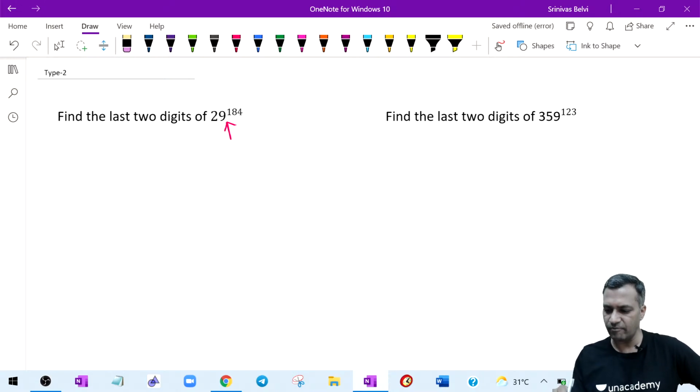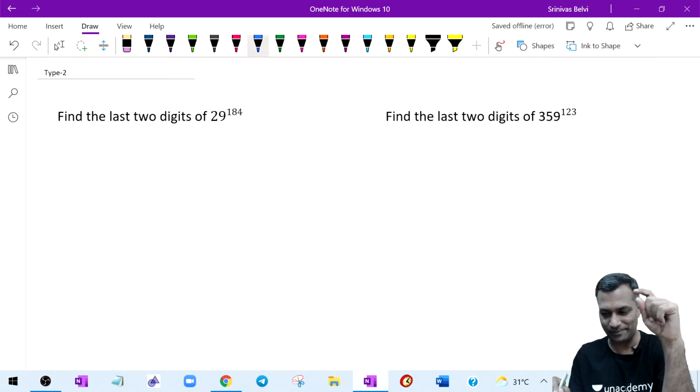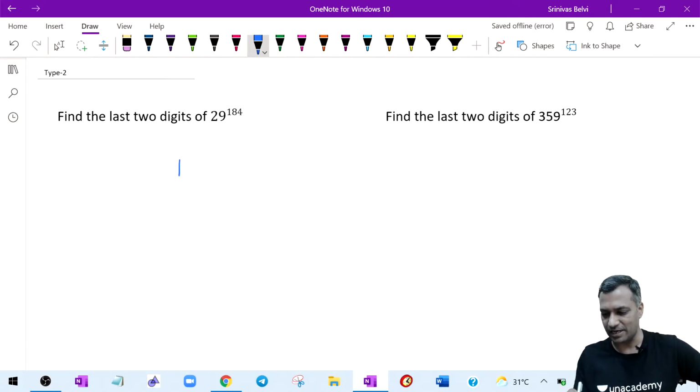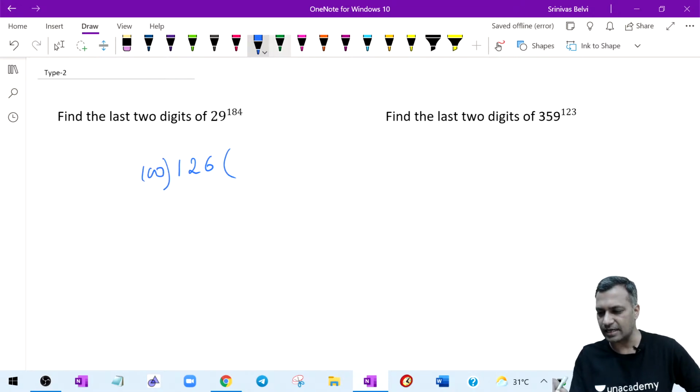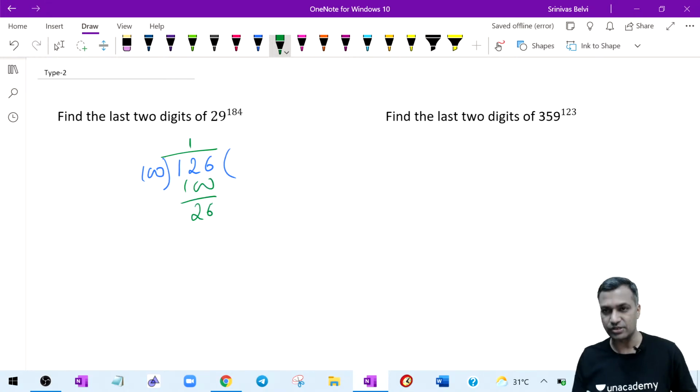Now listen, when I'm finding the last 2 digits, what does it technically mean? You got to understand this point. Say, for example, I have a number 126, and I want to know its last 2 digits. Simple. It's the remainder when the number is divided by 100. 100 one time, 100. Therefore, the last 2 digits are 26.